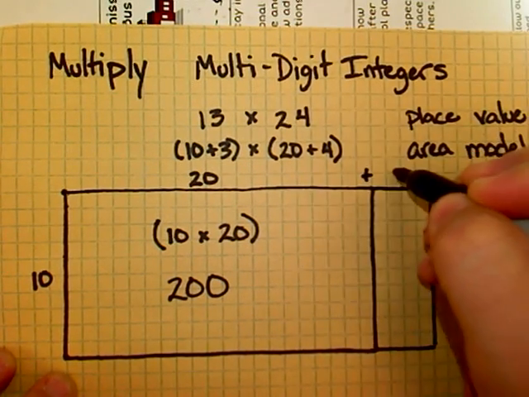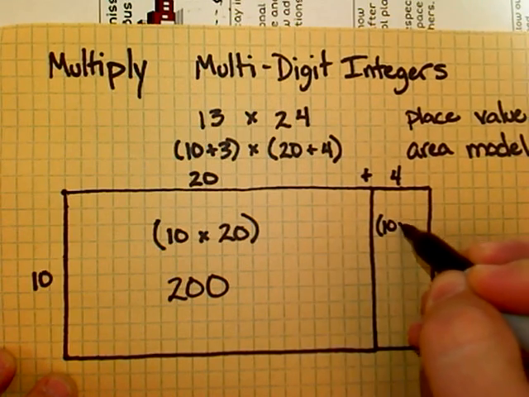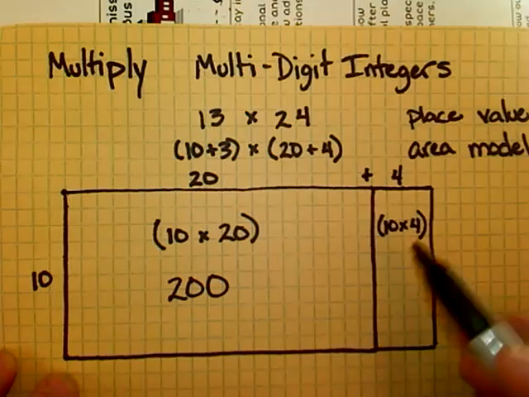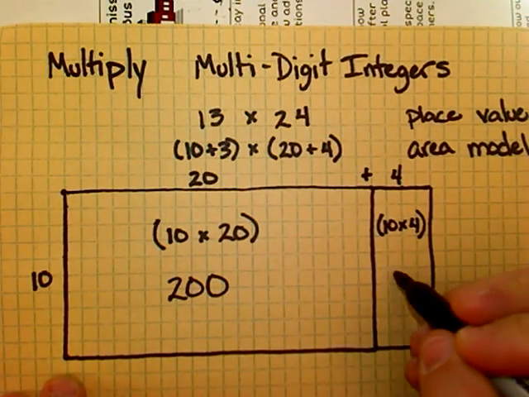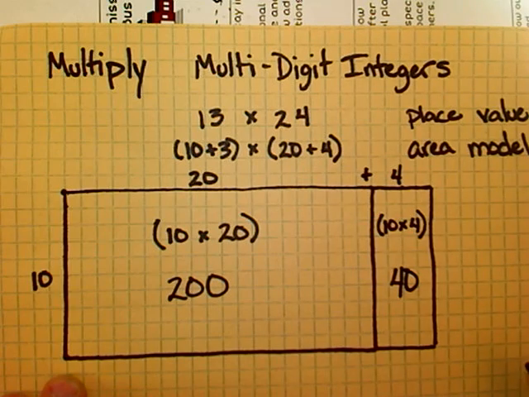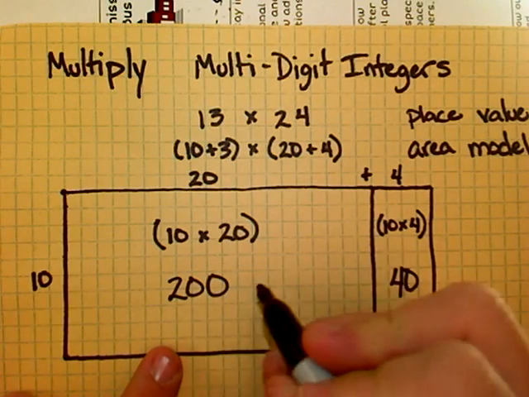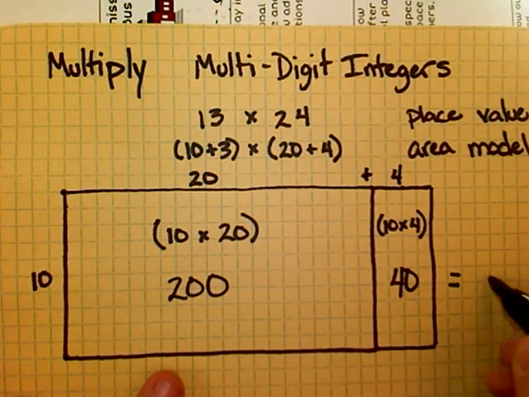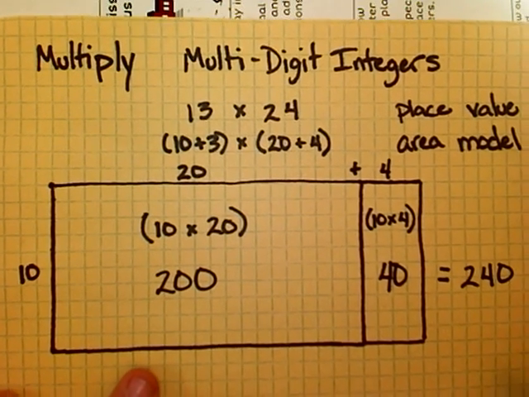So plus 4. This is going to be 10 times 4. Well, I know that 1 times 4 is 4, so 10 times 4 would be 40. Okay? All the way across, if I add these together, the 200 and the 40, I would actually get 240. But I'm not done yet.